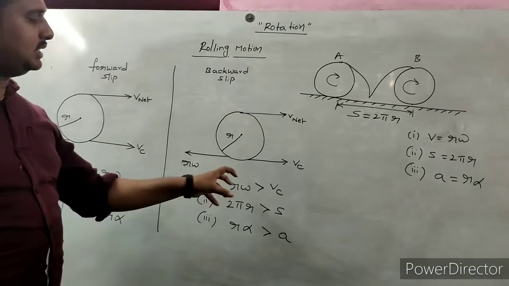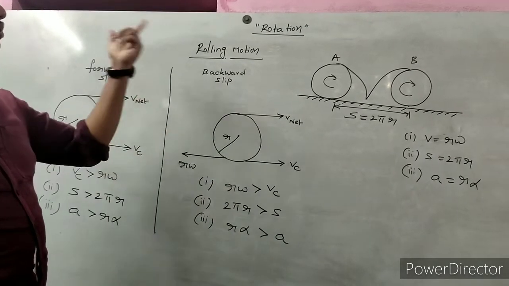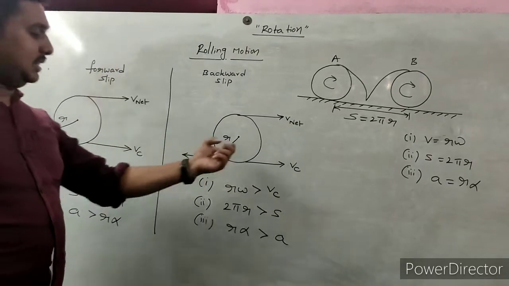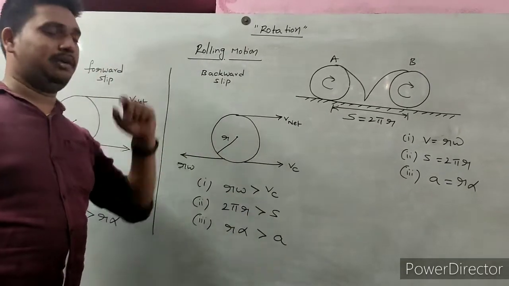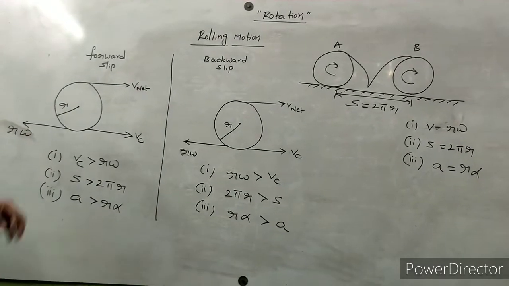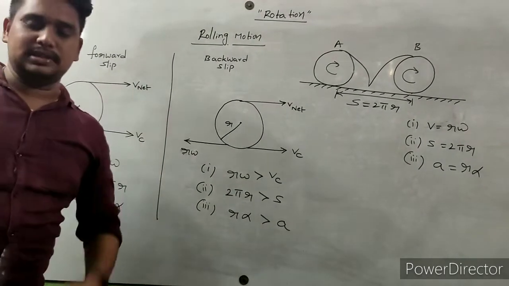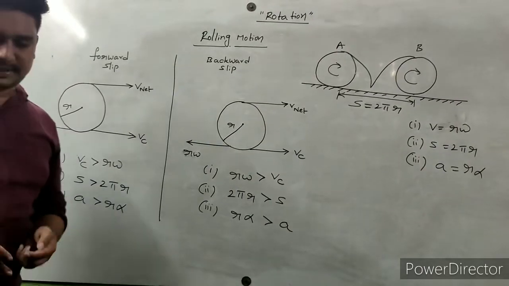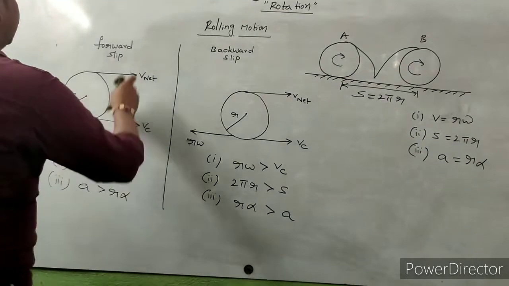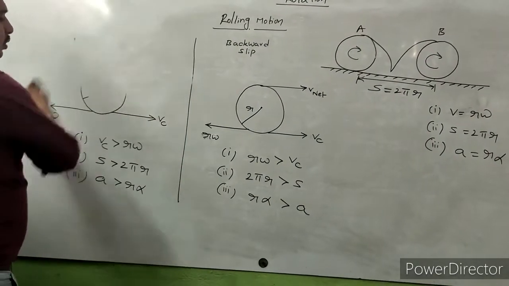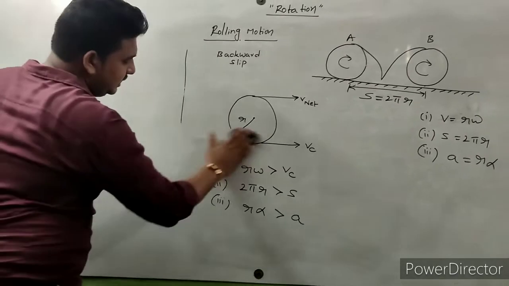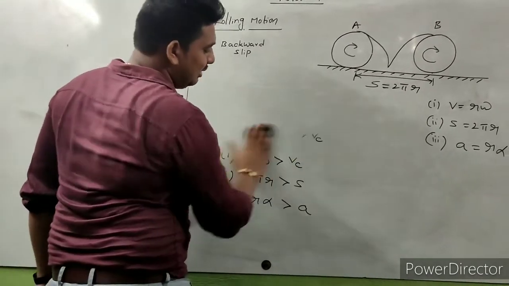When these conditions are satisfied, forward slip takes place. When these conditions are satisfied, then backward slip takes place. So these two are very important, when forward and backward slips take place. Next we move on to the next concept in rolling motion. So this is about forward and backward slip.